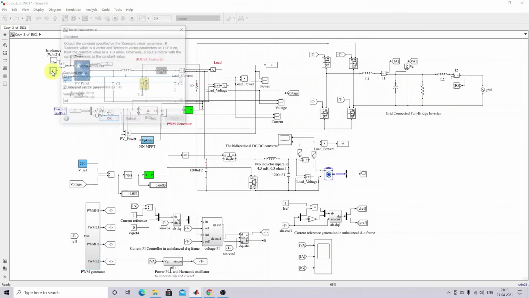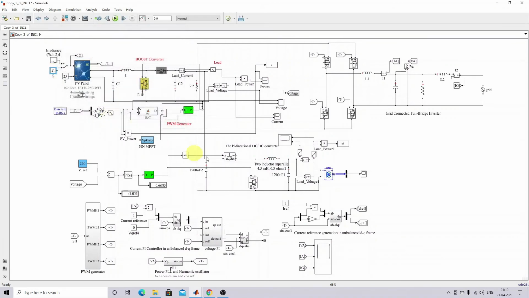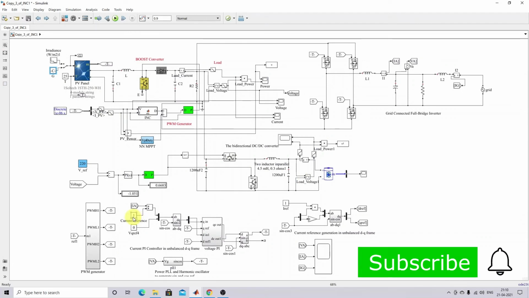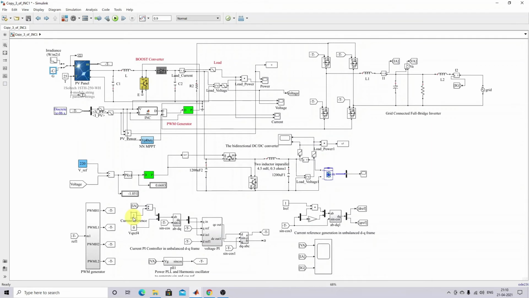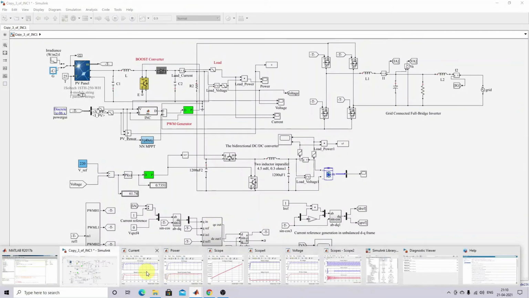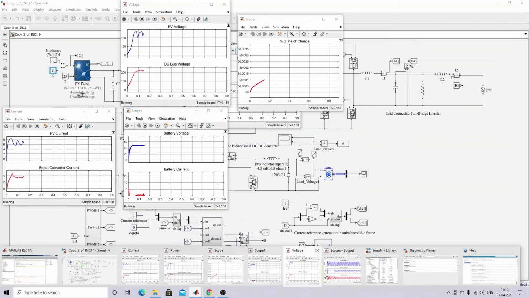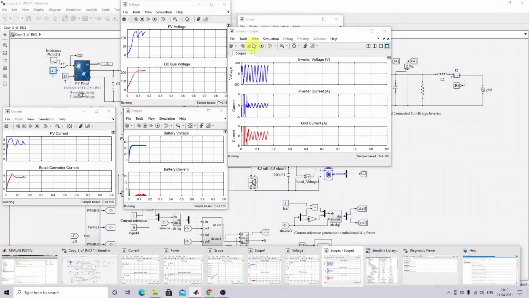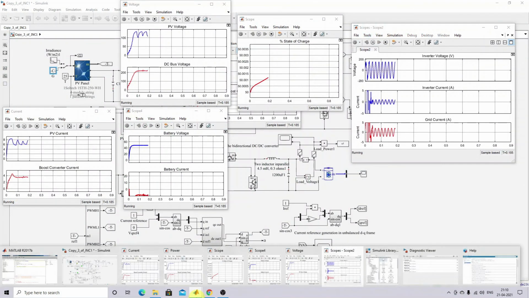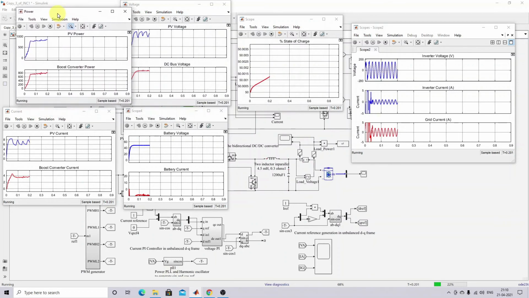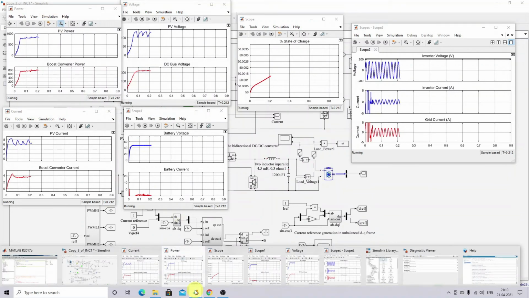Next, I'm going to initially fix the irradiation at 1000, and then the current reference will be 1. Here the current reference will be 1. So you have to check the process. Okay, so I'm going to simulate this one. Yeah, so you can see that the inverter current will be nearly 1 amp.